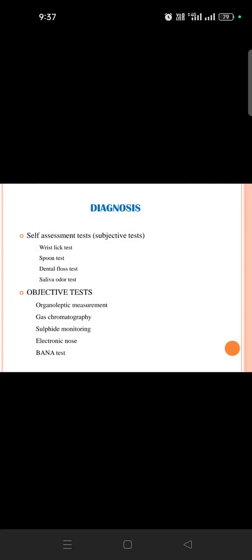Now, coming to the diagnosis, it can be done in two ways. First is self-assessment, a subjective test, which includes the wrist lick test, spoon test, dental floss test, and saliva odor test. In this test, the patient has to spit in a spoon, then use dental floss, and the saliva is tested with the doctor, and a rating is given as to whether halitosis is present or not. The next is the objective test, which includes organoleptic measurements, gas chromatography, sulfide monitoring, electronic nose, and the BANA test.